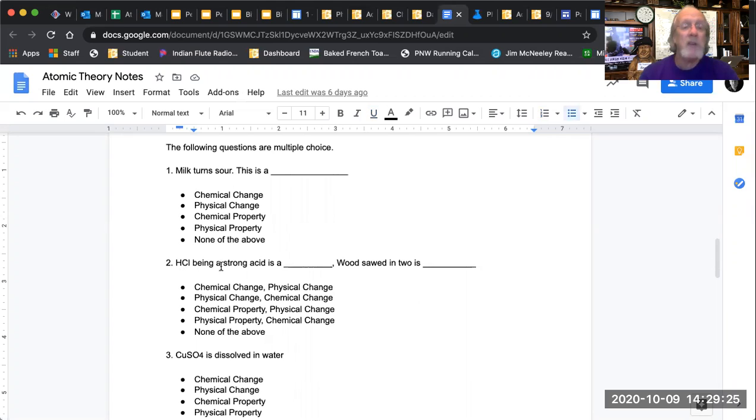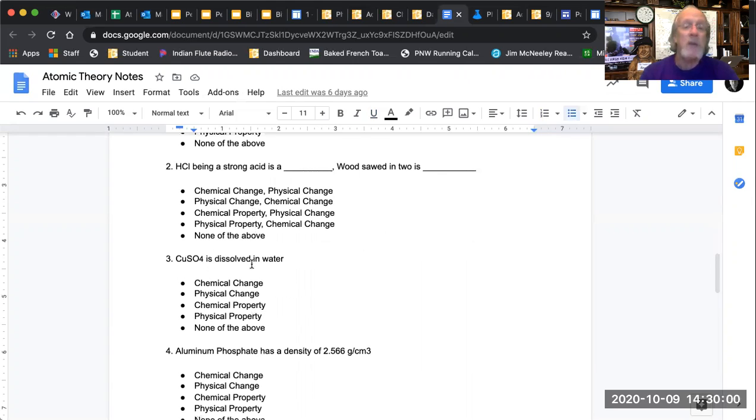HCl, hydrochloric acid, being a strong acid. Well, nothing is changing. So being a strong acid, that is a chemical property. Okay, it's a chemical property because it is about how corrosive it is. If I saw a block of wood in half, well, I could reverse that. I could glue the two halves back together again. I haven't changed the wood, but I have changed that it was one and now it's two. So that is a physical change. So physical change and a chemical property.